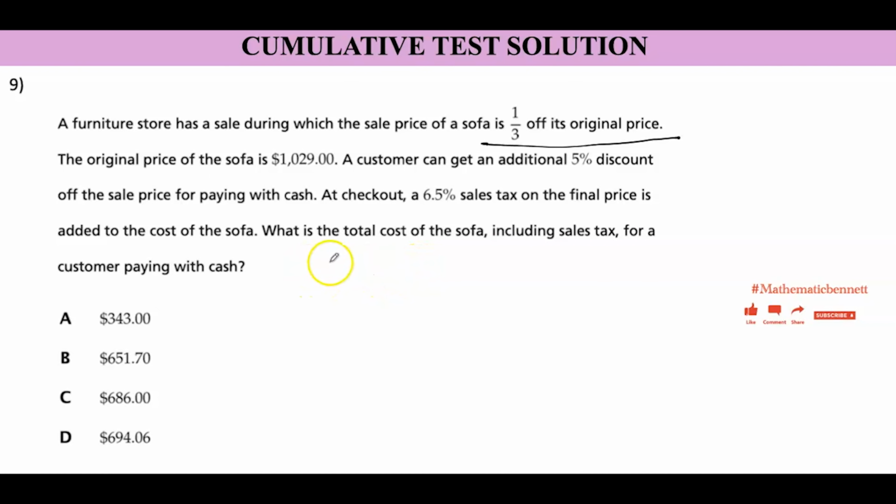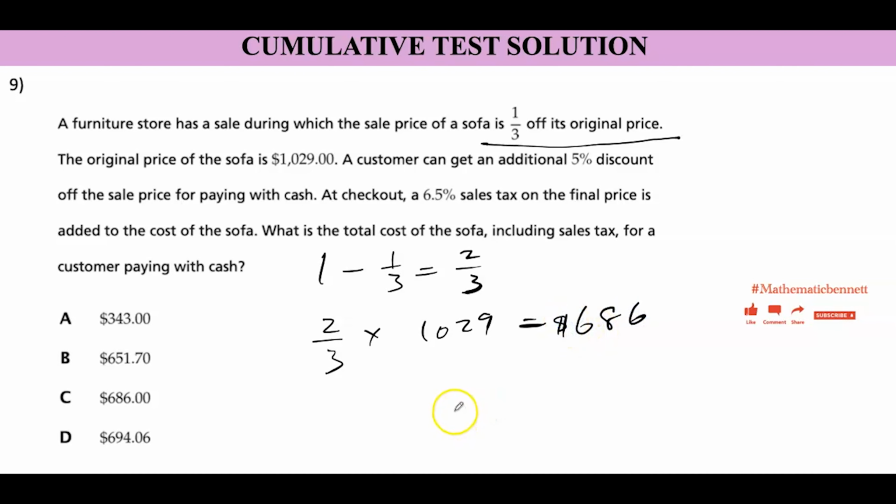So first we know that 1/3 is taken off. So if we have a whole and we take off 1/3, that means you're only paying 2/3 of the cost. So let us see what 2/3 of 1029 is. And we see that that's $686. That's how much they would pay. Then we can take off a further 5%. So 5% of 686 would be equal to $34.30.